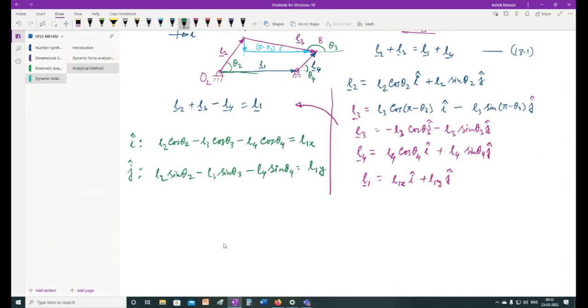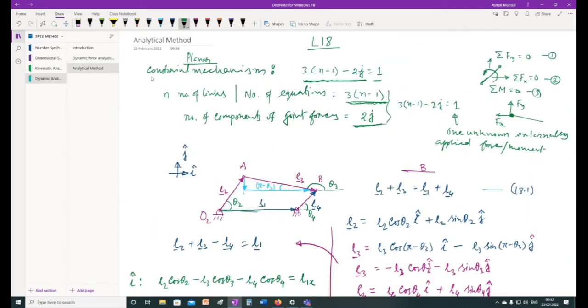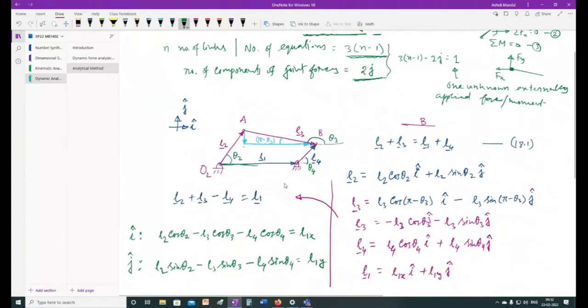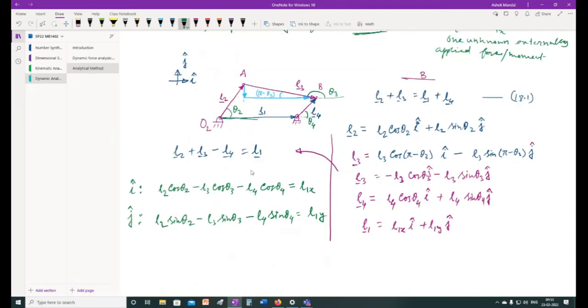So we have now these two equations. For any dynamic analysis problem, the first thing we need to do is solve for its kinematic quantities, like its angular and rectilinear accelerations. Angular accelerations you get from theta 2 double dot, theta 3 double dot, theta 4 double dot. And angular velocity is required to find the velocity. So angular velocities are theta 2 dot, theta 3 dot, and theta 4 dot. All those quantities we can find out.